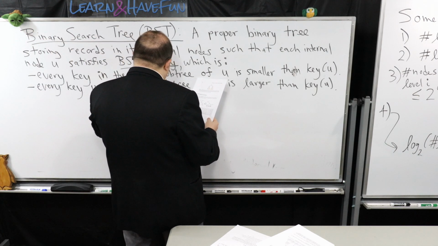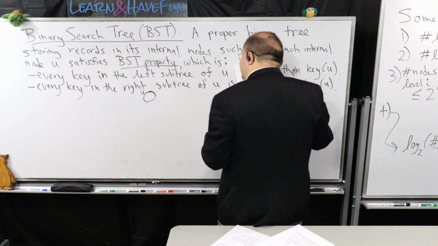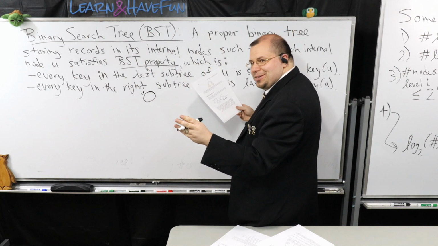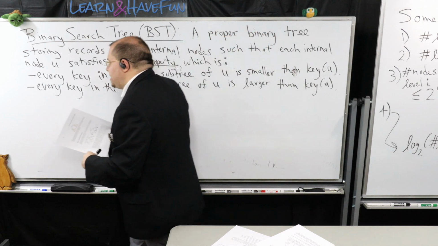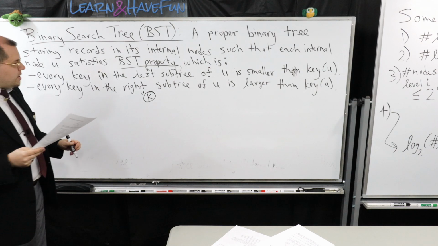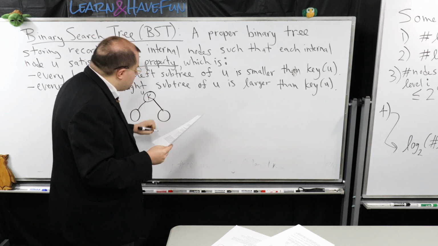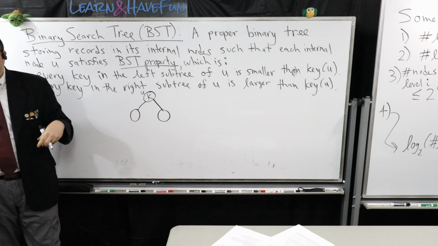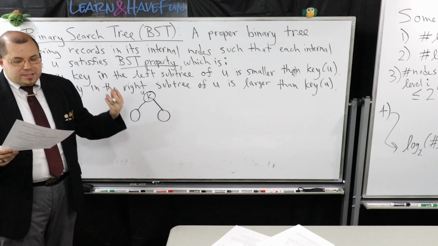So here we go. Imagine I give you node U. This has to be true for every one of the internal nodes. Suppose it has key K. And I look at my two children. Because it's an internal node, I can guarantee you, because it's a proper binary tree, that it has exactly two children. And here's the catch.